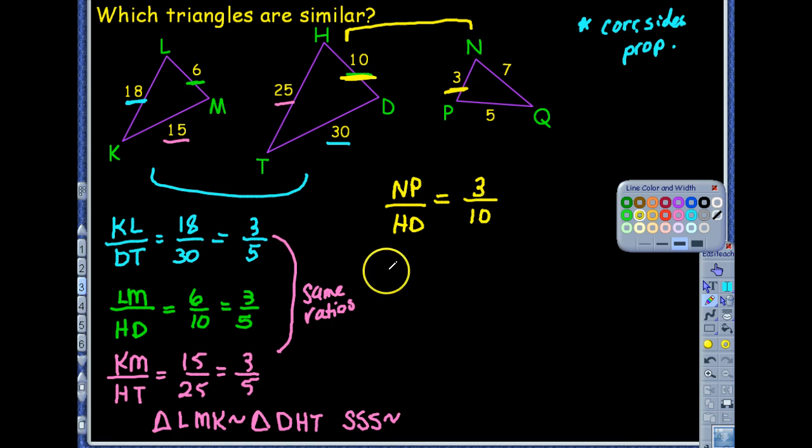Now let's look at the longer sides. So let's say DT should correspond with NQ. So 30 over 7, or sorry, 7 over 30. I just totally wrote that backwards though, Mrs. Palermo. We need to flip that around. We do. I just said it.